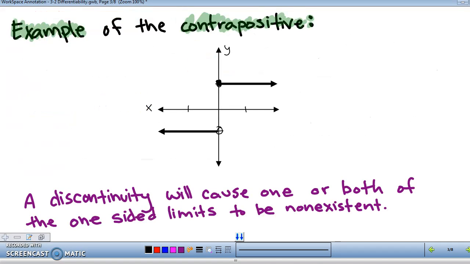Here's an example of the contrapositive. Here we have a function that is not continuous, so there's obviously a break here on the graph. A discontinuity will cause one or both of the one-sided limits to be non-existent. So here in this gap, we can't draw the tangent line for this function. Okay, here at this break.